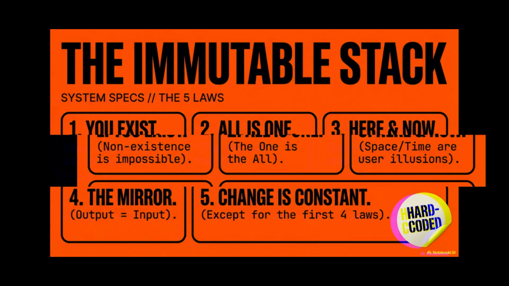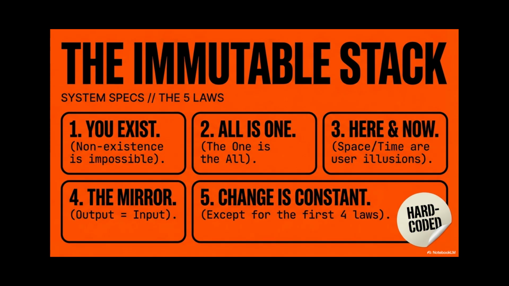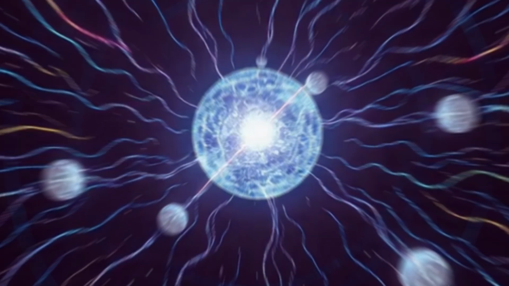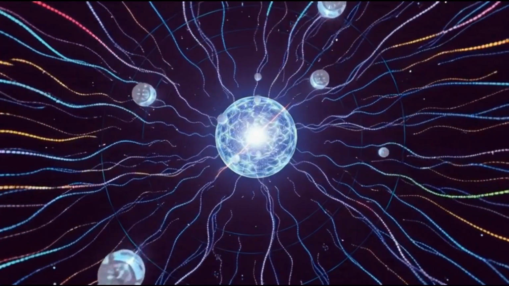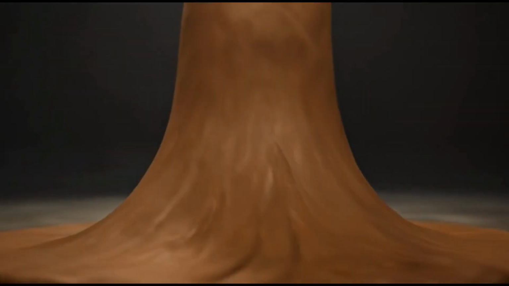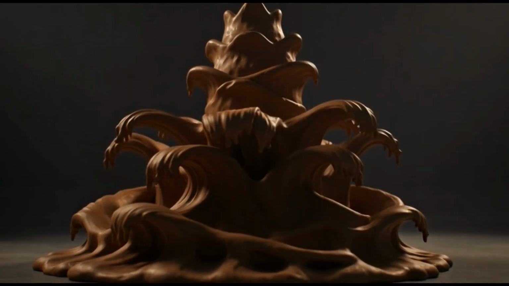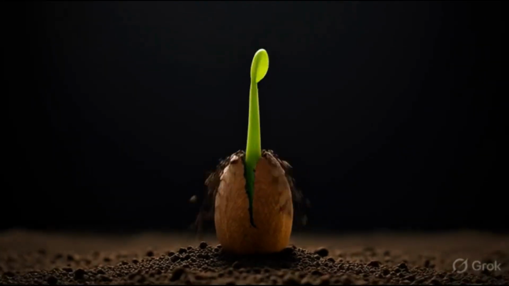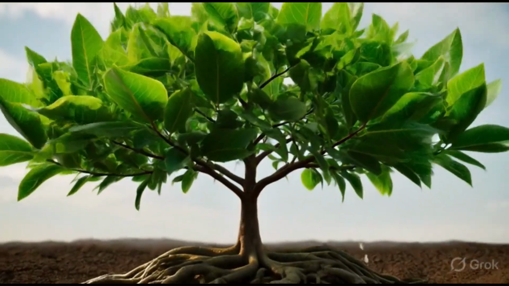The four laws of creation. To understand reality, we must first understand the four immutable laws of existence. Number 1, you exist. Number 2, the all is one, and the one is all. Number 3, what you put out is what you get back. And number 4, the only constant in the universe is change, except for the first 3 laws, which never change.